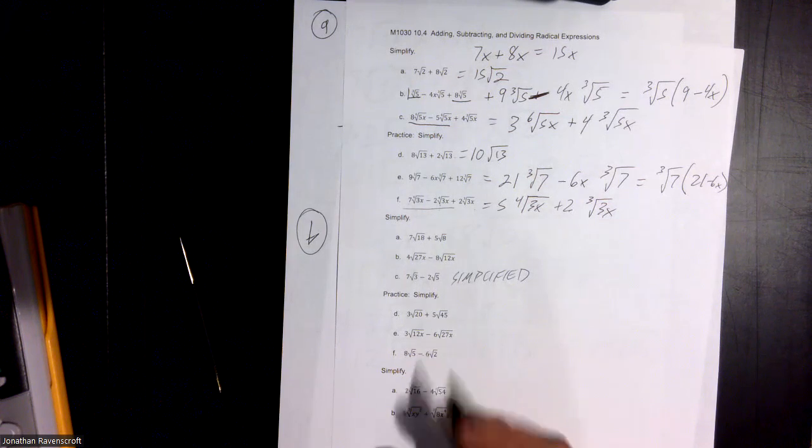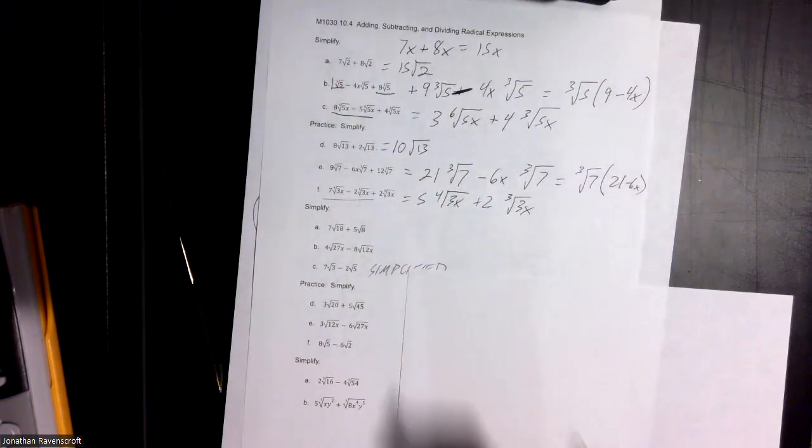Now the next example, we can't do anything because the radicals are not the same. We have a 5 and the 2 cannot simplify, so that's as far as we can go. The next problems will work the same way. We're just looking at a different index.